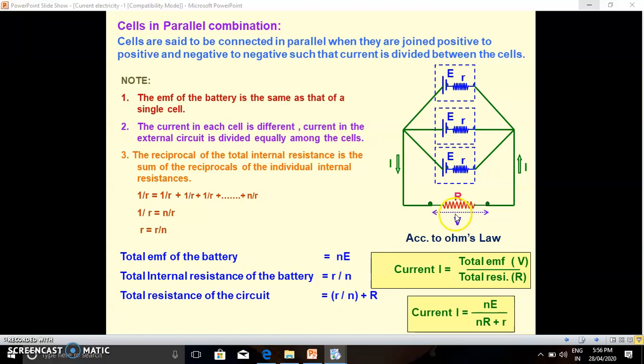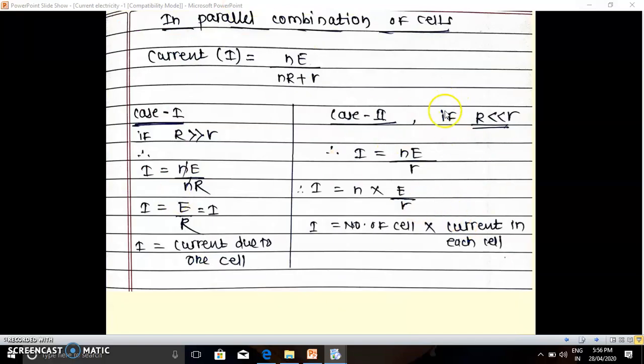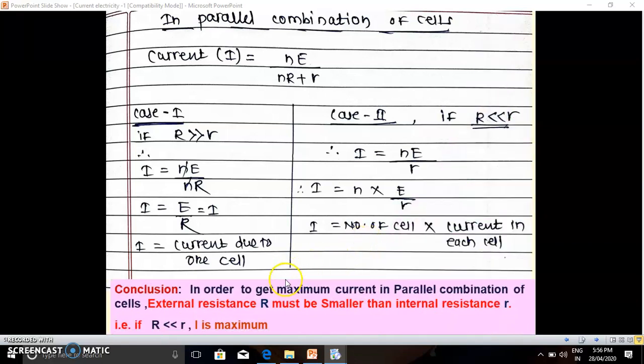That is case second. If external resistance R is very small as compared to internal resistance, then we'll get maximum current, because the current of each cell will come into action at that time, because I is equal to number of cells into current in each cell. Okay, so in order to get the maximum current in a parallel combination of cells, external resistance R must be smaller than internal resistance r. Okay, we will get maximum current.